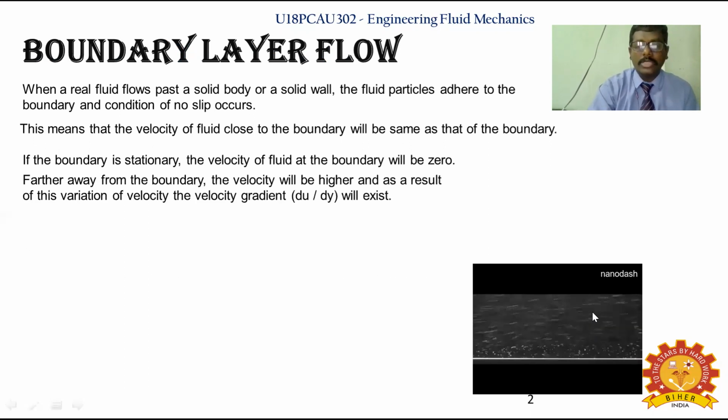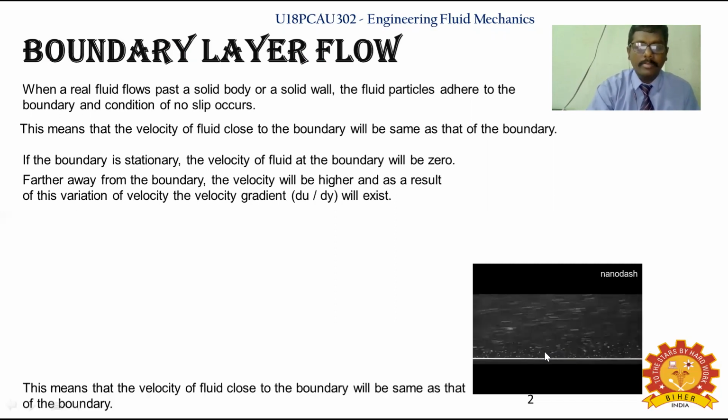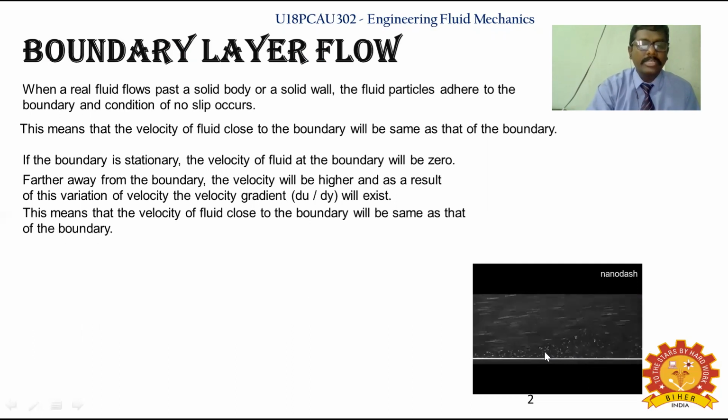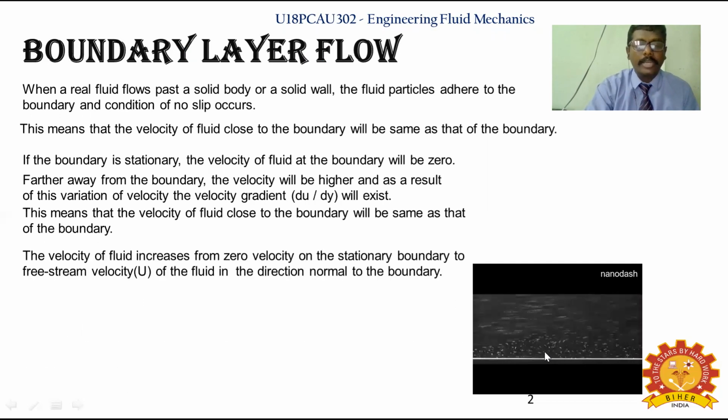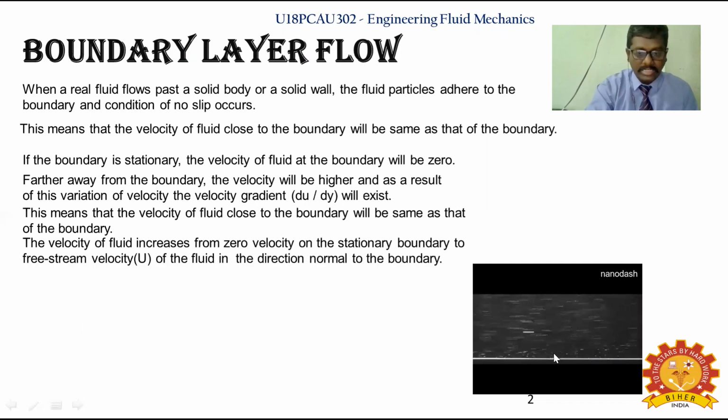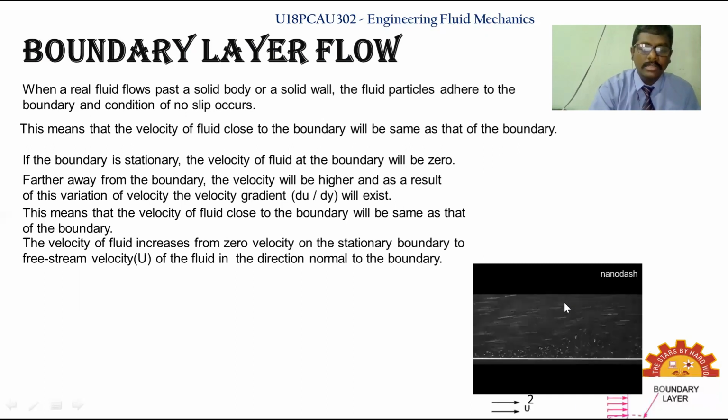Now we are going to see this in depth. Further away from the boundary, the velocity will be higher, and as a result of this variation of velocity, a velocity gradient exists. This means that the velocity of fluid close to the boundary is the same as that of the boundary. The velocity of fluid increases from zero on the stationary boundary to the free stream velocity, capital U. It keeps increasing in the direction normal to the boundary.